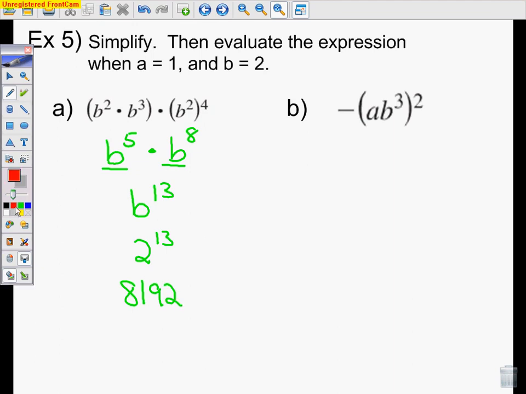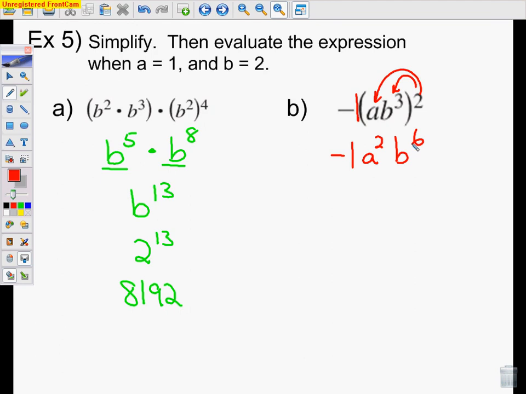Part B. Once again, sometimes when there's a negative on the outside, I like to put a little negative 1 out there just to know that that's the value. So we have negative 1. We're going to take this 2, distribute it into the parentheses. So that'd be a squared times b to the 6. Alright, and that's about as simplified as we can go.